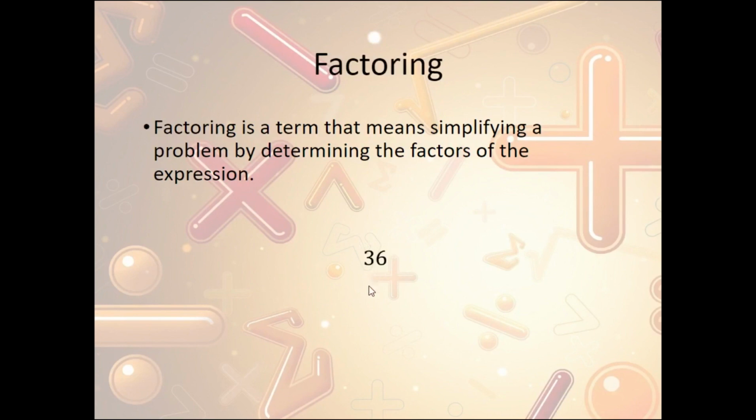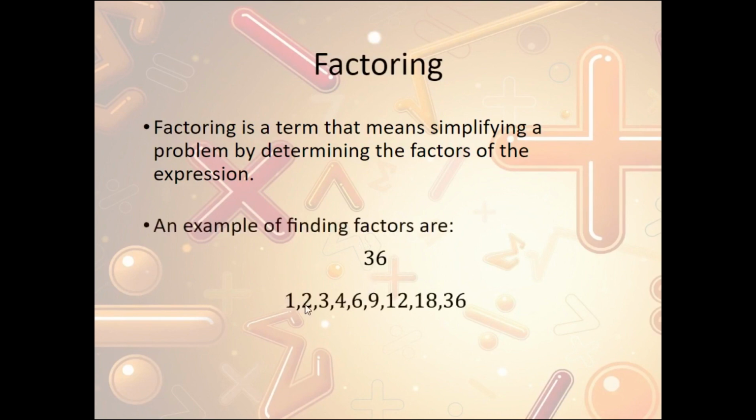What are the factors of 36? Well, we have 1, 2, 3, 4, 6, 9, 12, 18, and 36. These are factors because I can multiply all of these numbers by something and get 36. Or another way to look at it is 36 is divisible evenly by all of these numbers.